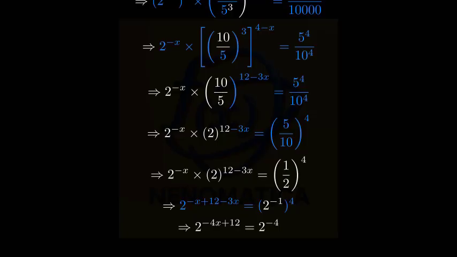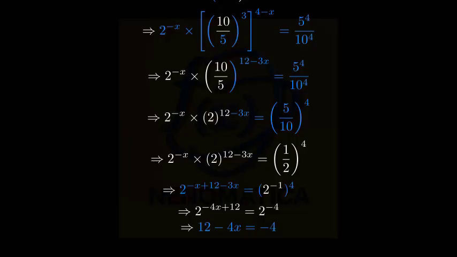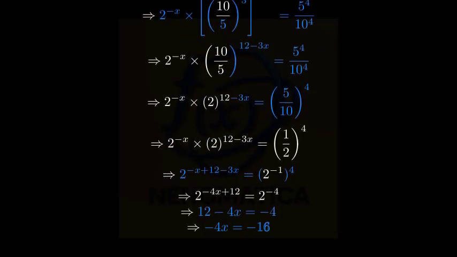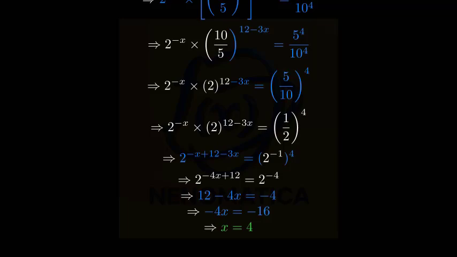When we have the same base on both sides of the equation, we can equate the exponents. This gives us negative 4x plus 12 equals negative 4. Now we solve for x. Subtracting 12 from both sides, we get negative 4x equals negative 16. Finally, dividing both sides by negative 4, we get x equals 4.